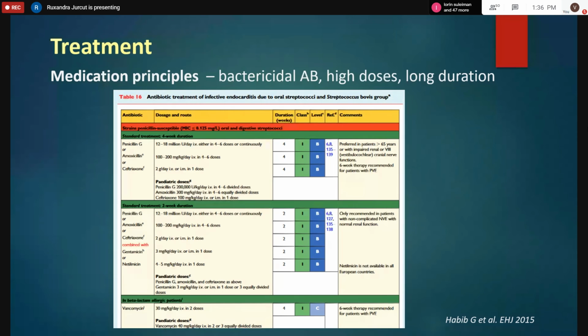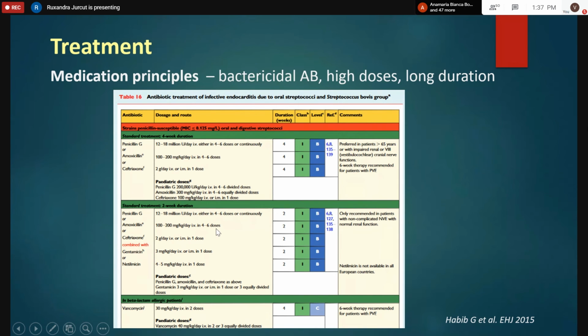The regimen of antibiotics depends on the type of germ. So as you see here in this table, if it's a Streptococcus bovis group germ, then you might use, for example, either penicillin, less often used, or amoxicillin or ceftriaxone. The doses are high because, for example, for penicillin, a dose of 12 to 18 million units per day is a very high dose. Usually we use in other infections maybe 1 or 2 million units per day.